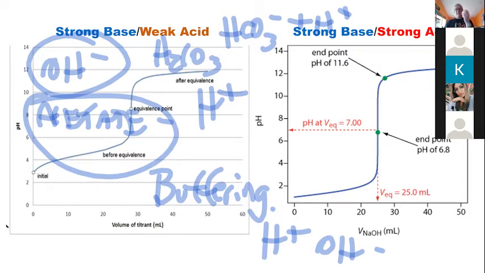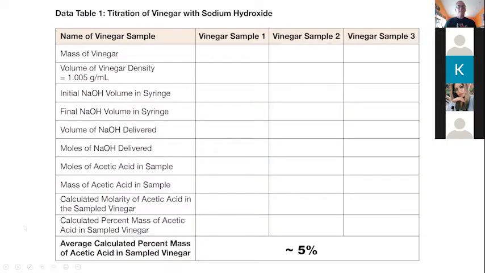You can add acid to it, you can add base to it, and the pH really won't change very much because you have a weak acid and a weak base, both present. One will take in the H plus, the other will take in the OH minus. All right, so let's just go over what it is you're going to be filling out. So this is the first part of the experiment where you'll be using the vinegar that comes with the kit. If you don't have the vinegar that comes with the kit, just regular old white vinegar will work.